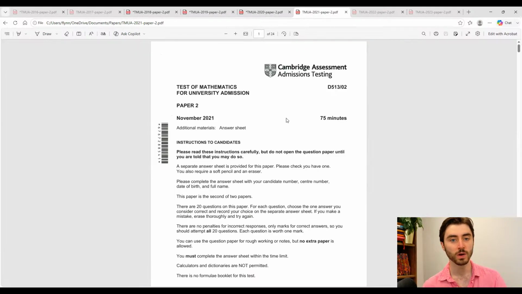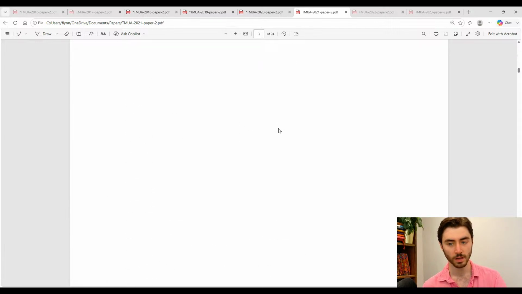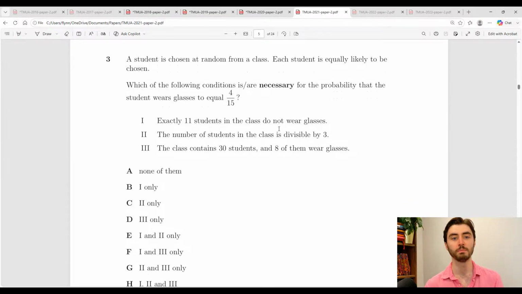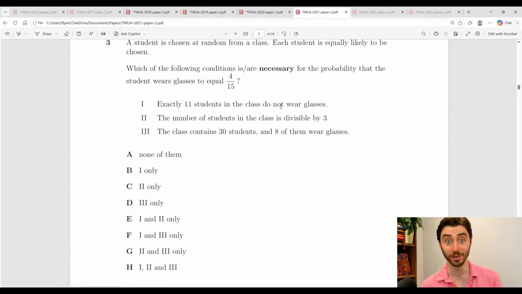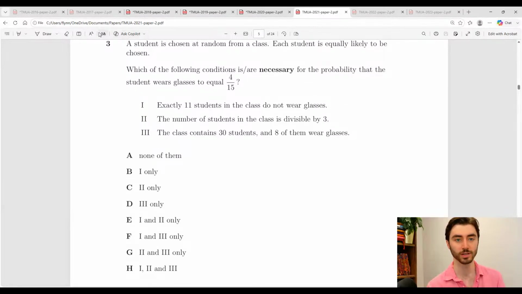Going into 2021, which is another good one to really warm up these skills. And I think it's worth really demonstrating these so that they're locked in by the time we get to the hard stuff. So here, which are necessary conditions?